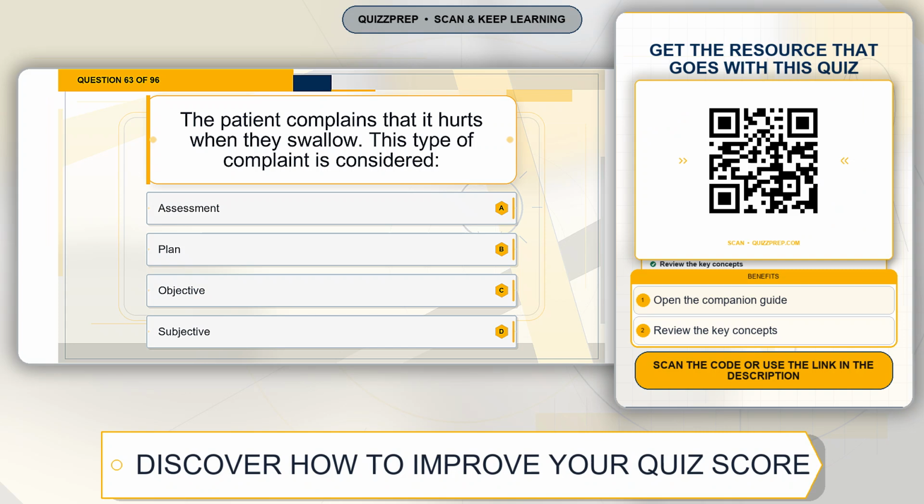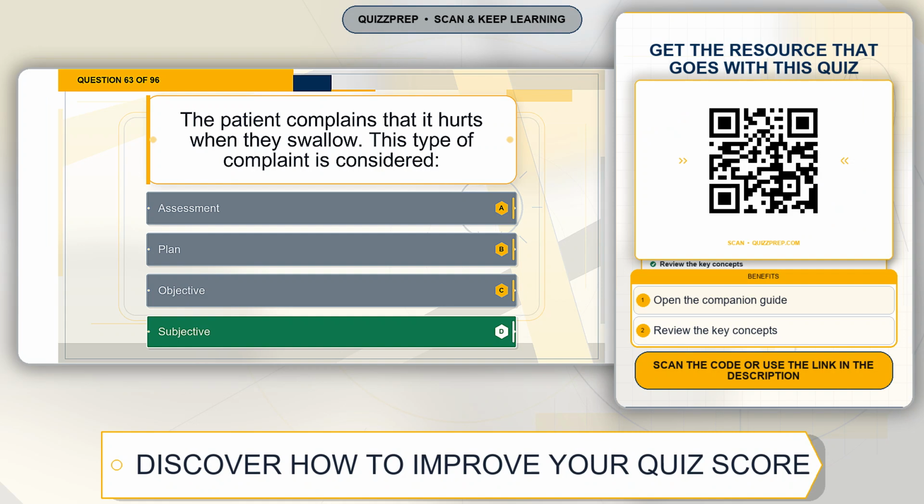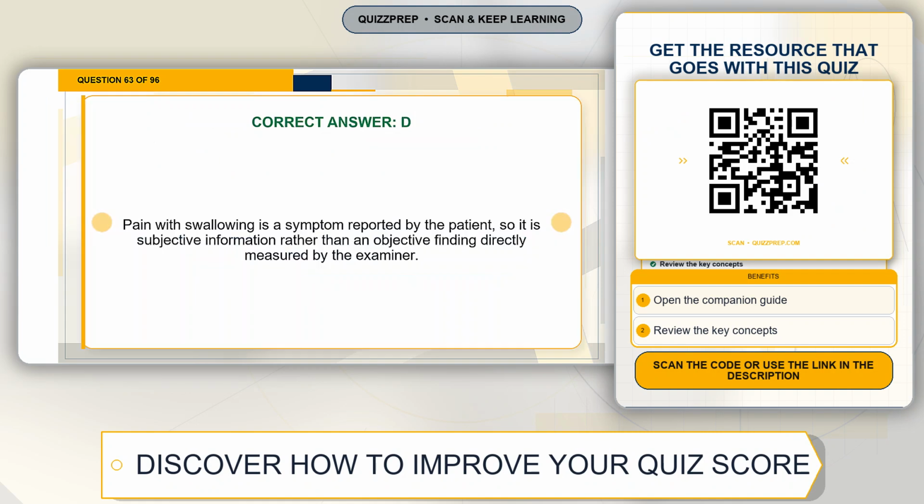Question 63. The patient complains that it hurts when they swallow. This type of complaint is considered: Option A, assessment. Option B, plan. Option C, objective. Option D, subjective. The correct answer is option D, subjective. Explanation. Pain with swallowing is a symptom reported by the patient, so it is subjective information rather than an objective finding directly measured by the examiner.